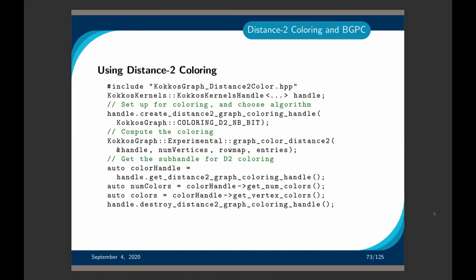To use distance 2 coloring, it's very similar to distance 1. You create a distance 2 subhandle and select the algorithm. Here we're using the recommended NB bit. Then you compute the coloring. And finally, you can get the subhandle out and request the number of colors used and the vertex labels, and then clean up at the end.